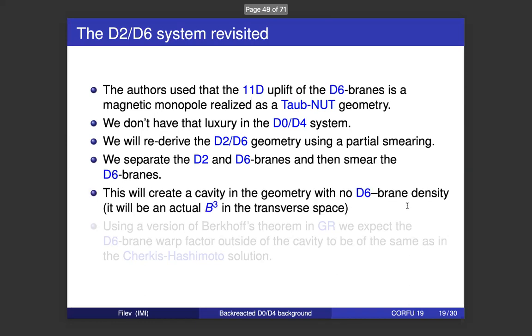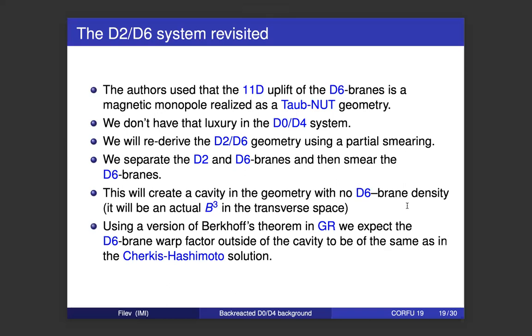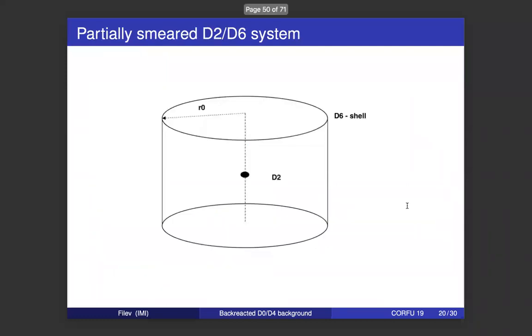And this will actually create a real cavity, like a real ball inside this transverse space. And then I could use Birkhoff's theorem to get the warp factor outside. And outside, it should be the same solution for the D6 brane warp factor as if I didn't have the cavity. That's how it's going to work.